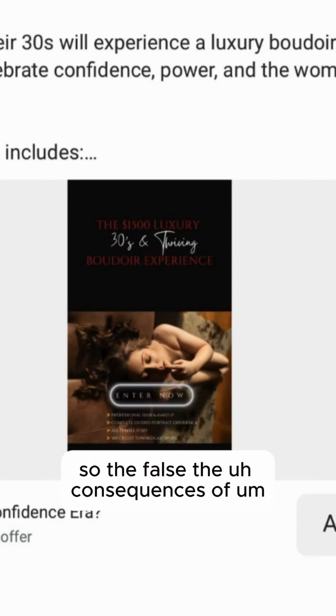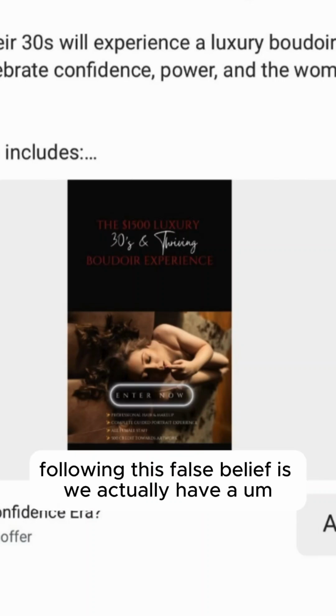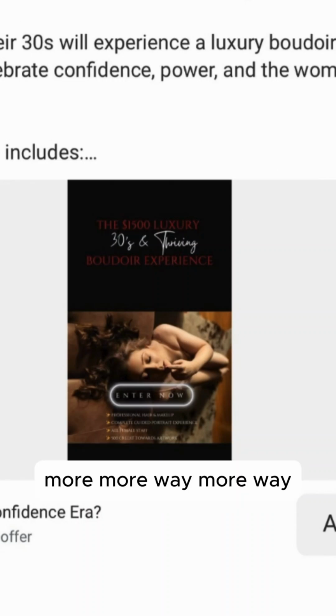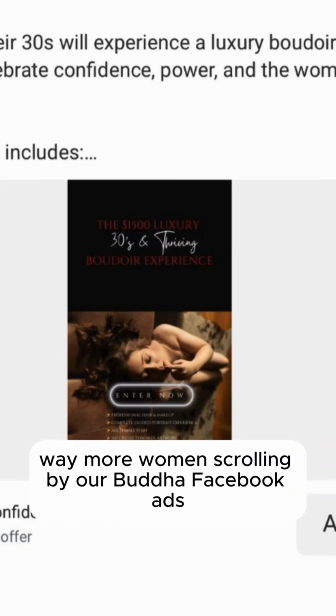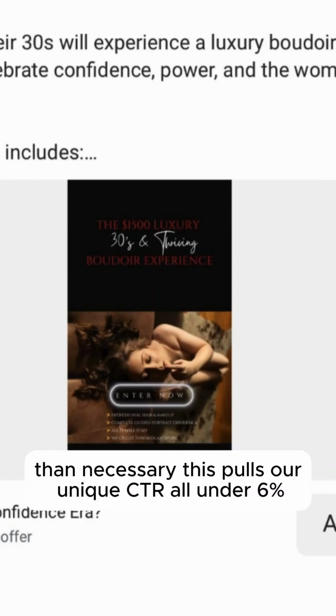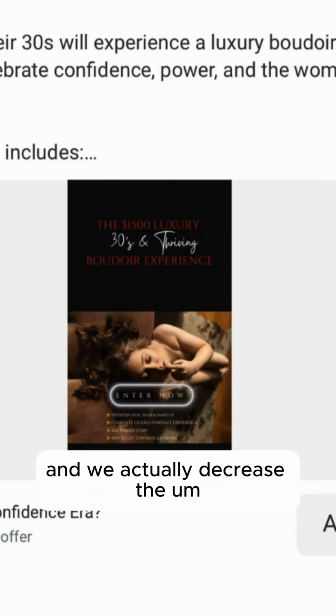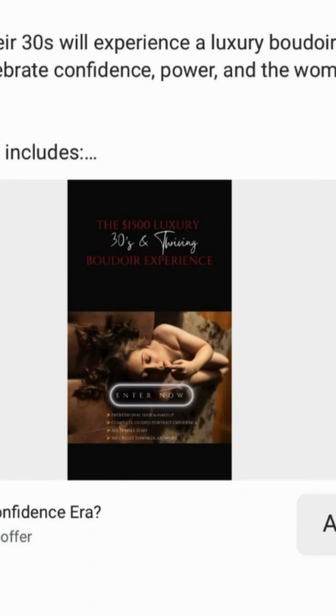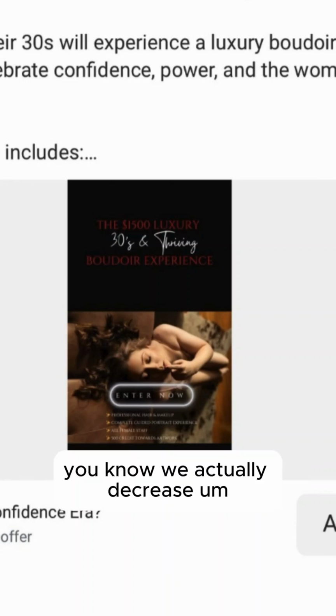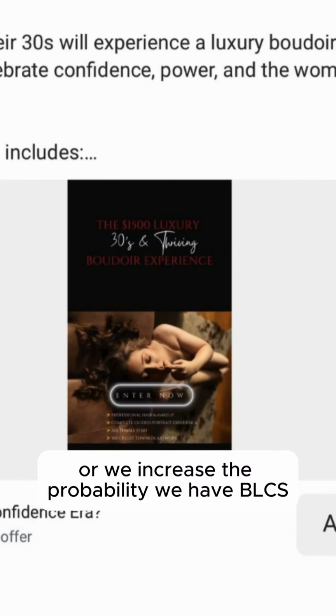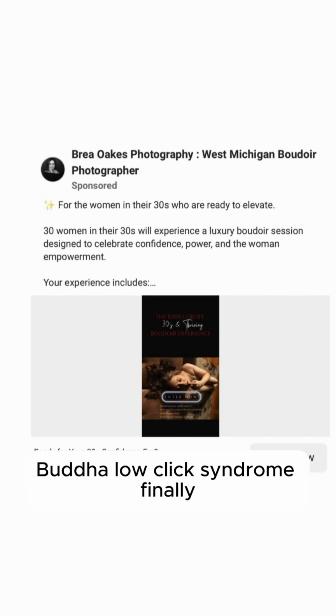So the consequence of following this false belief is we actually have way more women scrolling by our boudoir Facebook ads than necessary. This pulls our unique CTR under 6%, and we increase the probability we have BLCS, boudoir low click syndrome.